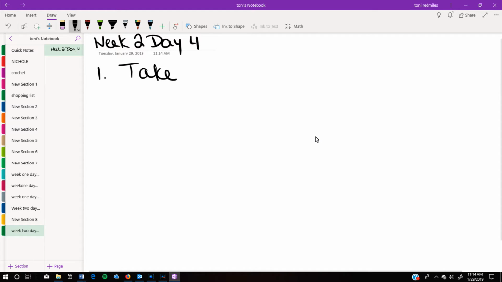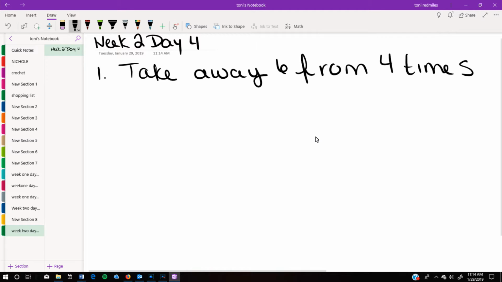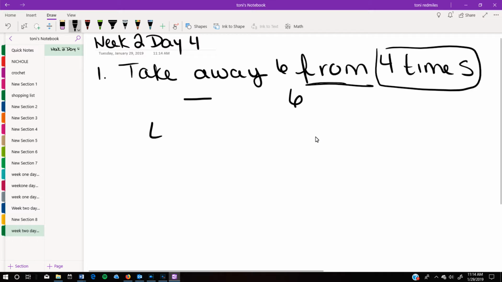So take away 6 from 4 times s. Alright, so take away means subtraction, and the number 6, so I take away 6 from. Okay, so this is another prepositional phrase. It means flip the idea around, and I'm taking it from 4 times s. So it's going to be 4s minus 6.